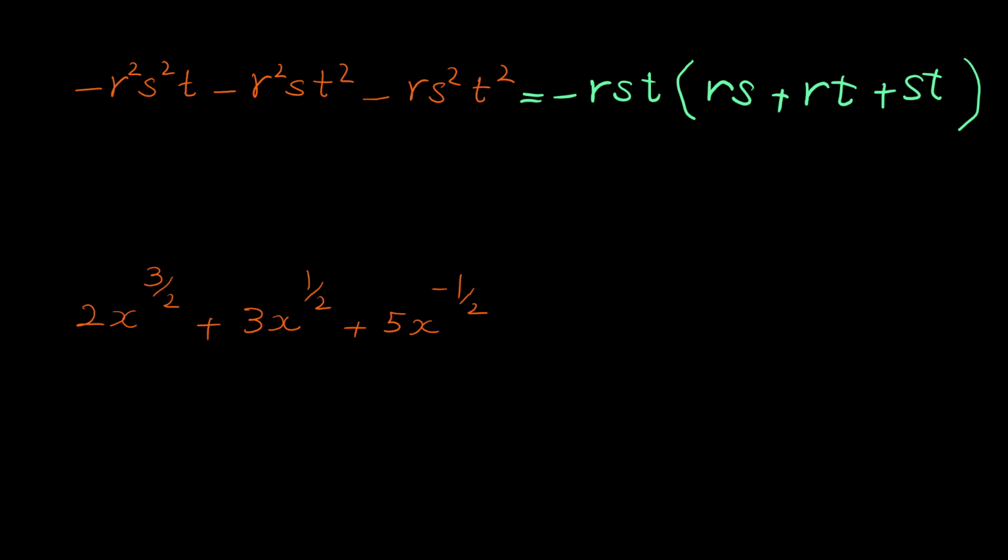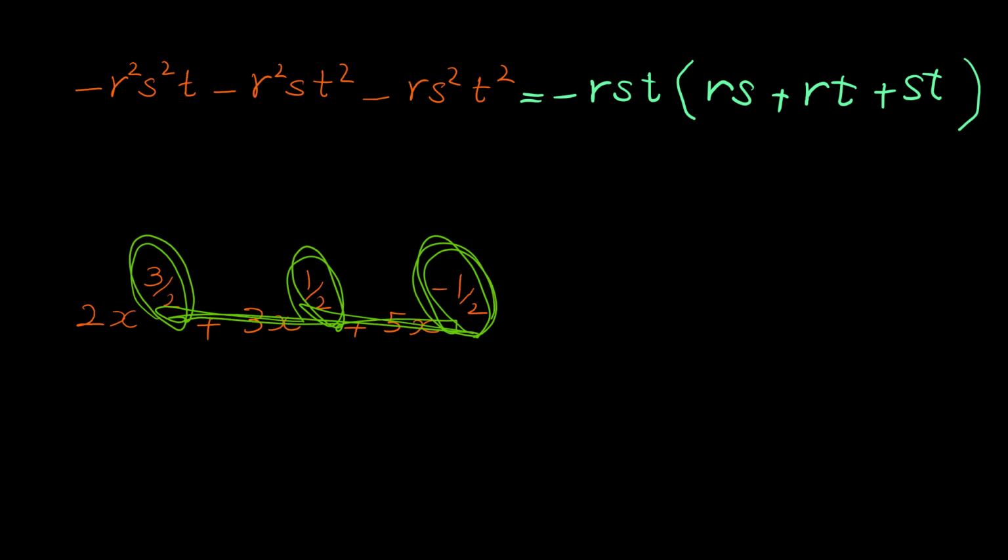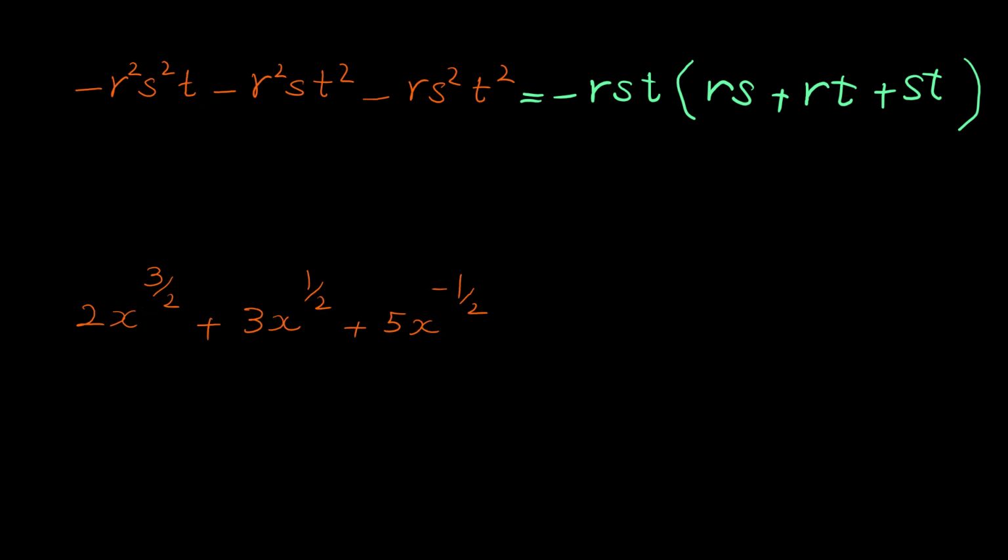How can we factor this? Same as before. First we look for numbers. Is there any common number between 2, 3, 5? No, we don't have any common factor between 2, 3, 5. Now we look for the variable: x to the 3 over 2, x to the 1/2, x to the negative 1/2. Remember, when we factor a variable, we always factor with the smallest degree. Between the three numbers that we have as the exponent, which one is the smallest number? 3 over 2, 1 over 2, or negative 1 over 2? Yes, negative 1 over 2 is the smallest because it's negative.